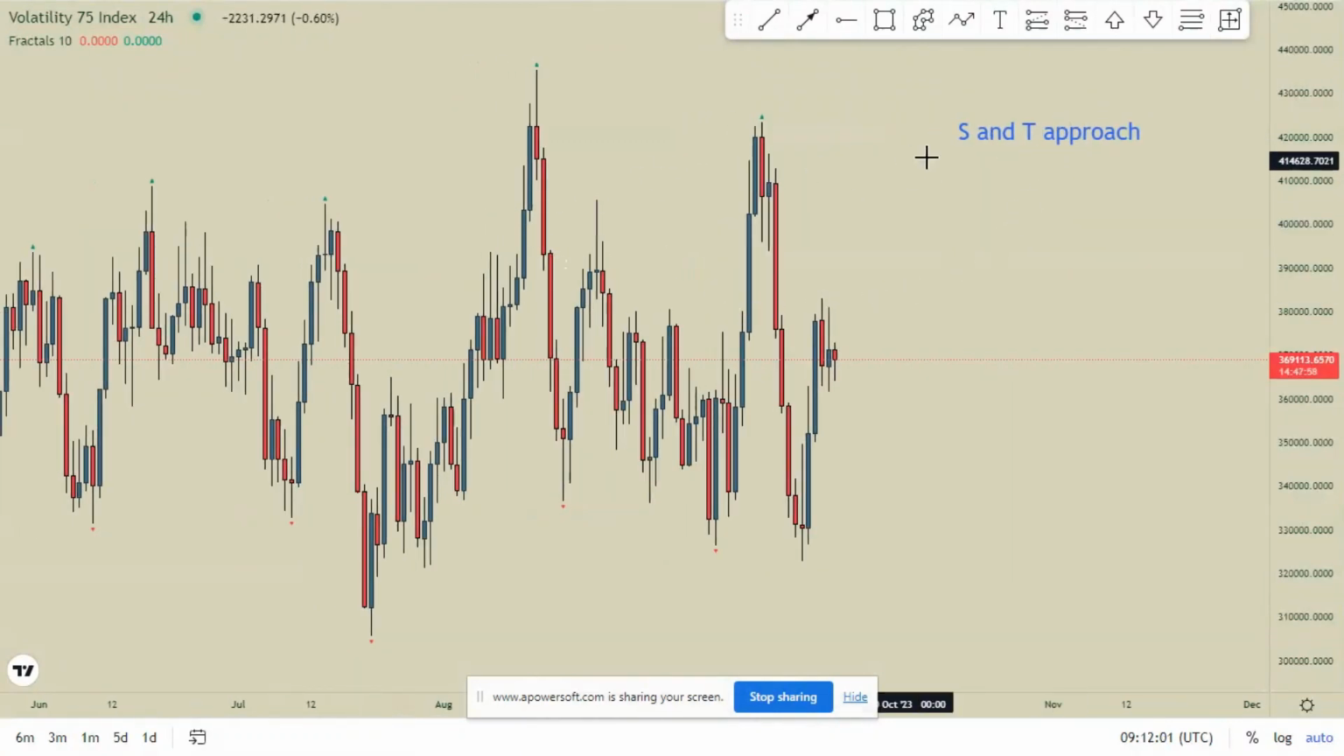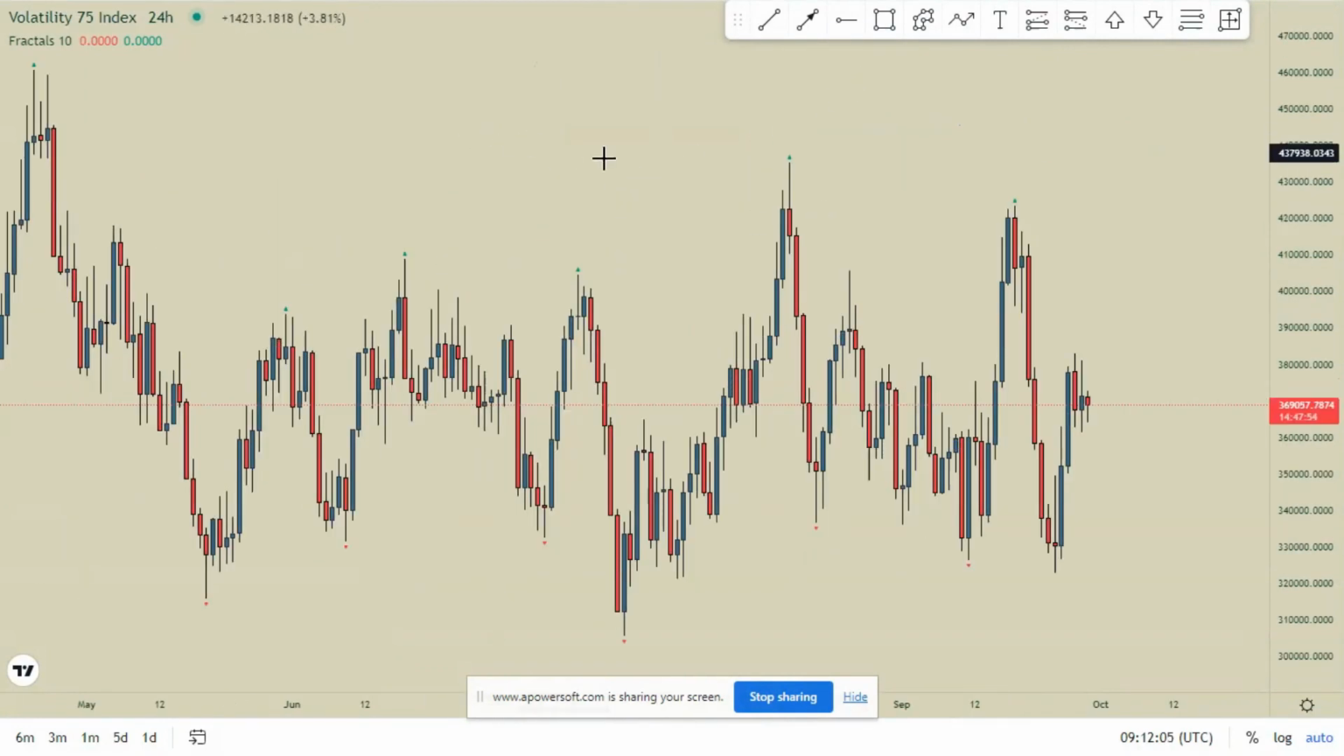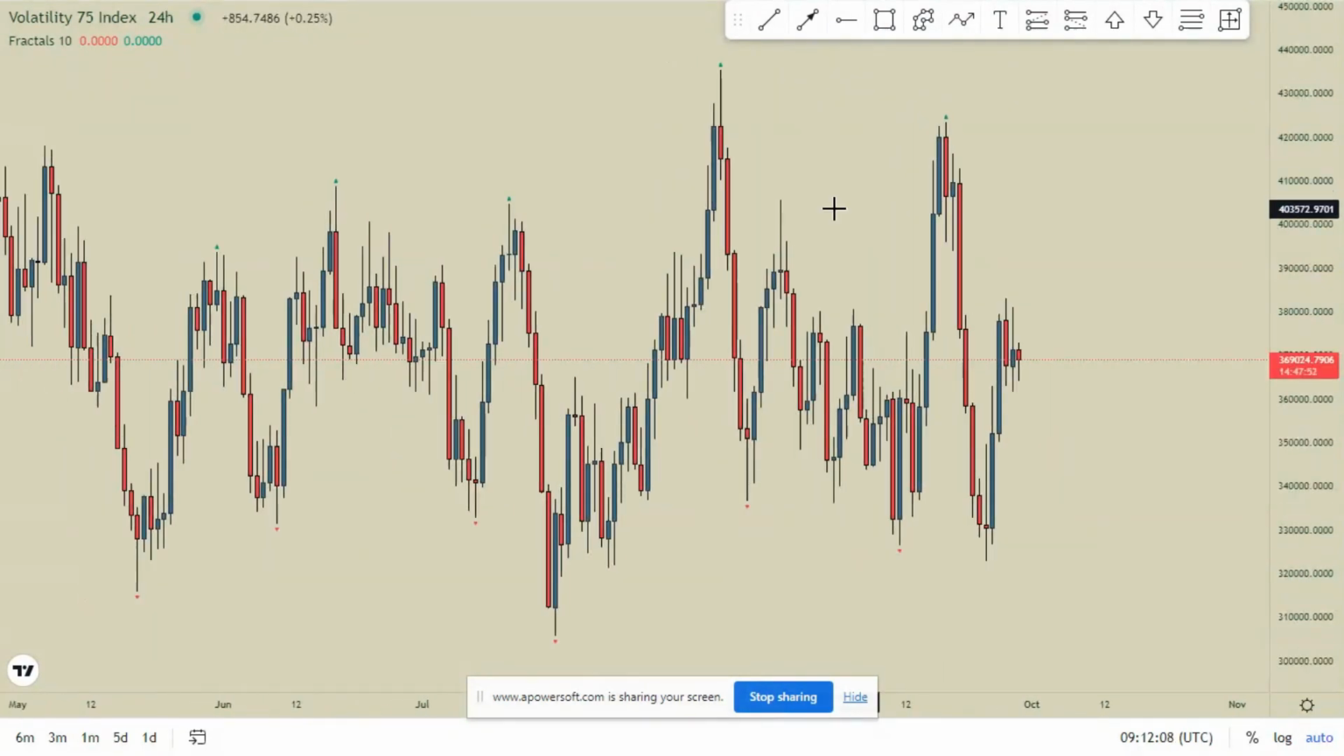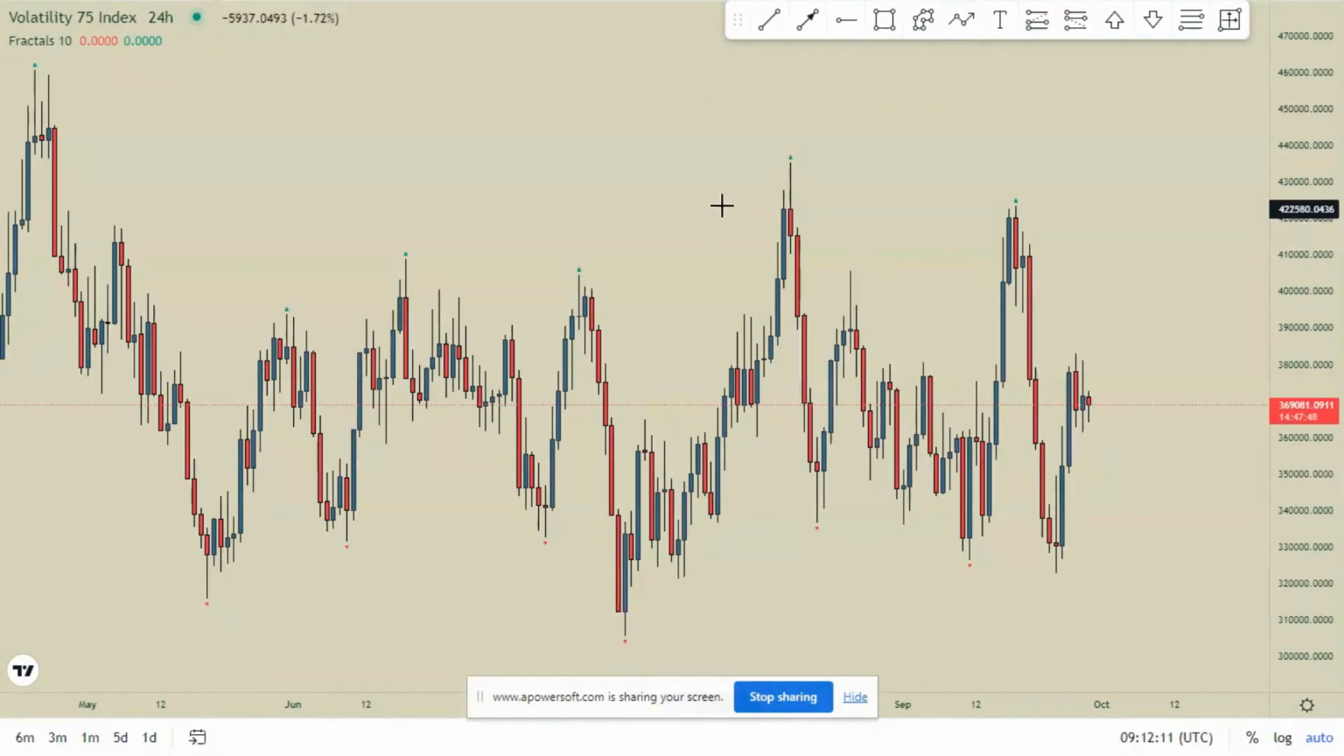So now I can delete this S&T approach. There is more to this approach, but I'm going to be giving out the basics about how we can use it, and I believe we can utilize the information here and then use it profitably. In most strategies, the higher time frame perspective is really, really key.